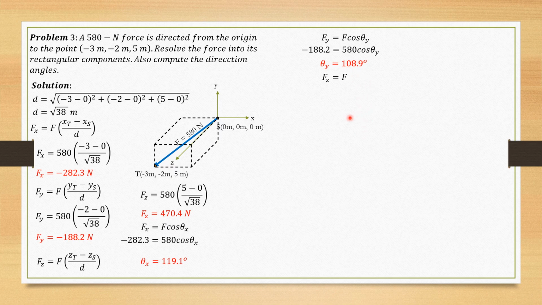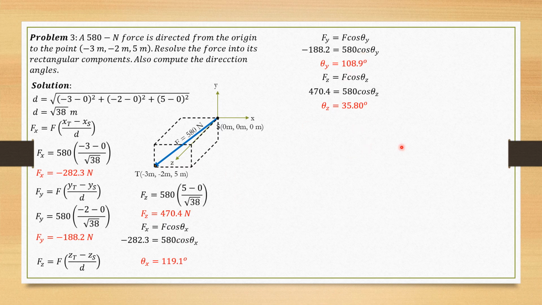Then Fz is equal to the magnitude of force times cosine theta z. 470.4 is equal to 580 cosine of theta z. So theta z is inverse cosine of 470.4 over 580. So theta z is, as expected, acute: 35.8 degrees. So these are the direction angles.